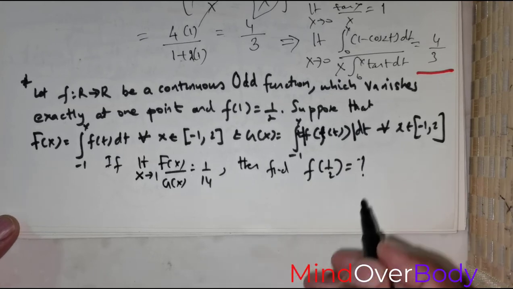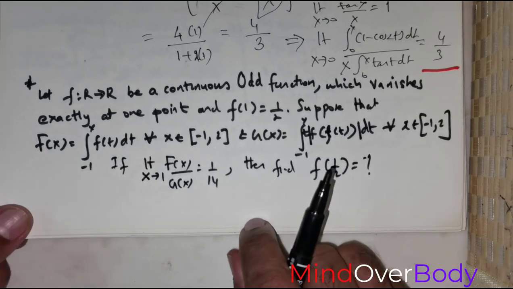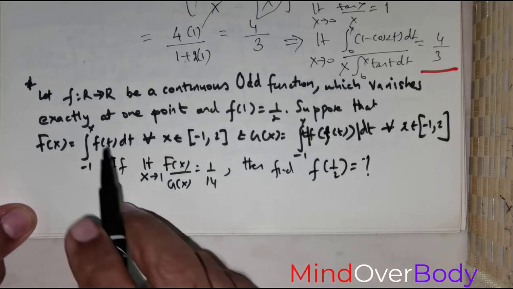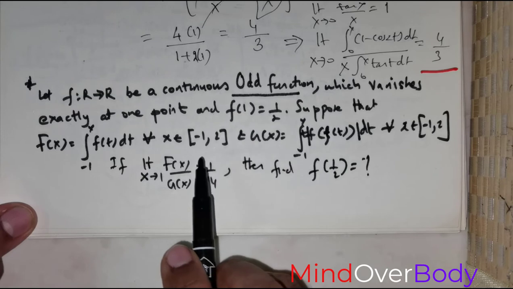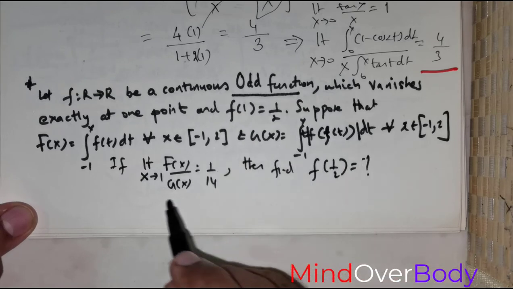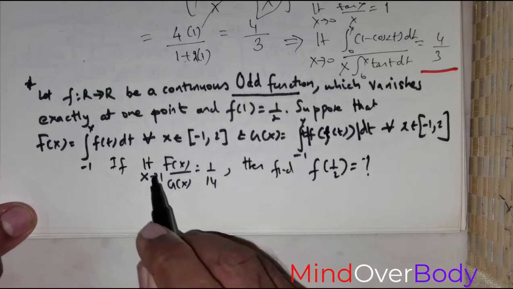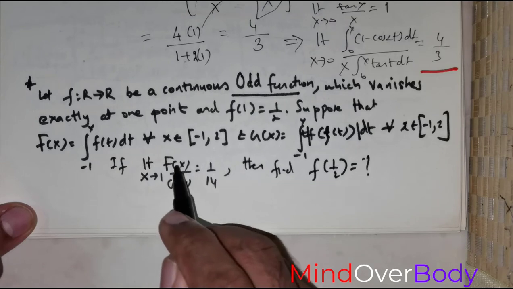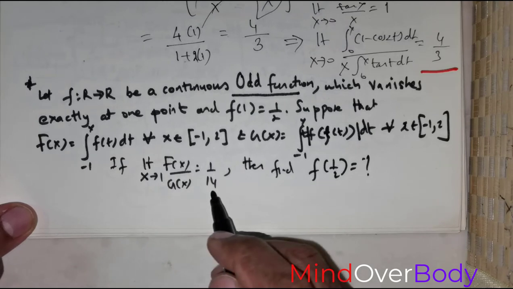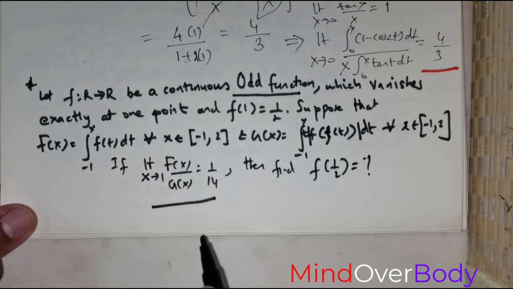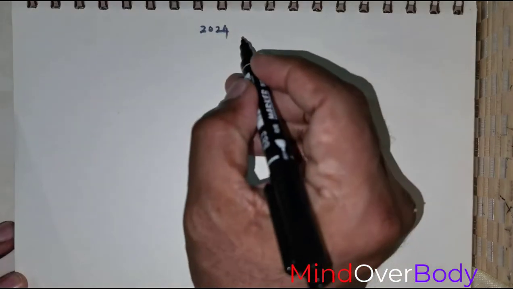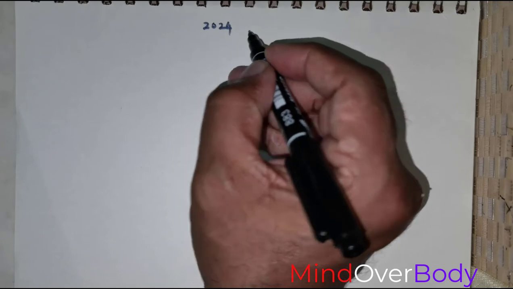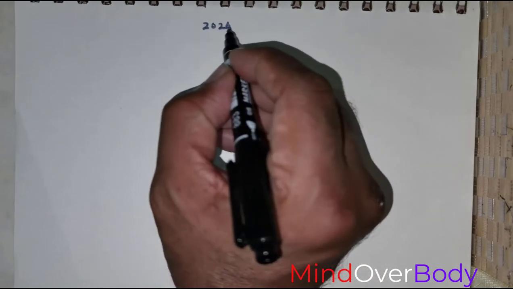Right? So this is what is expected from us, and the clue is f is given to be an odd function, and the point number 2 is we are given that limit x tending to 1, capital F of x divided by g of x is equal to 1 over 14. So having got these things, let's do this question. Now I wish to write down the following information.